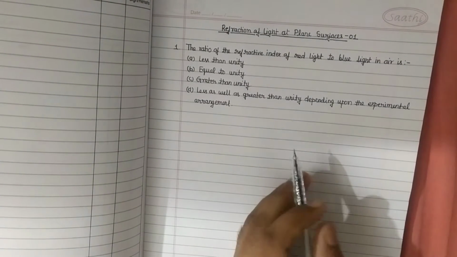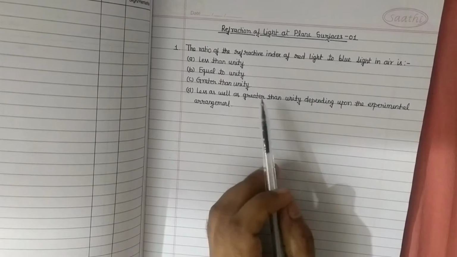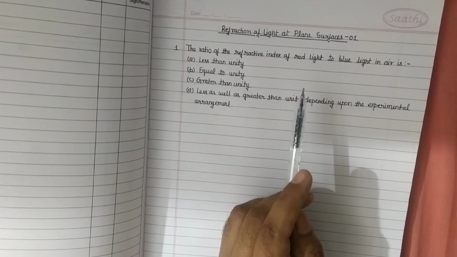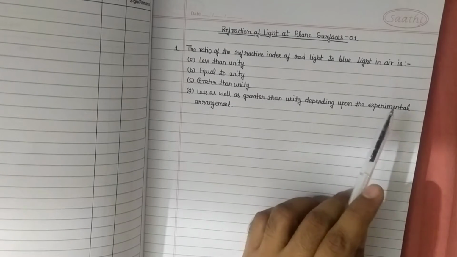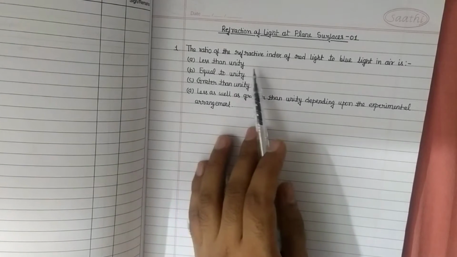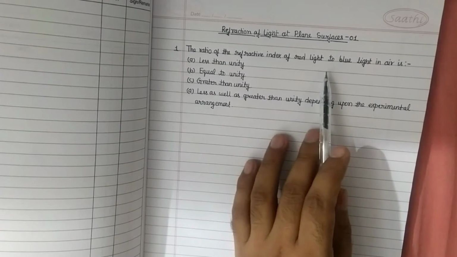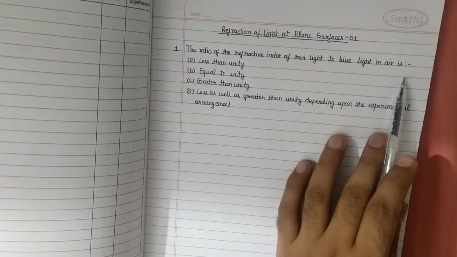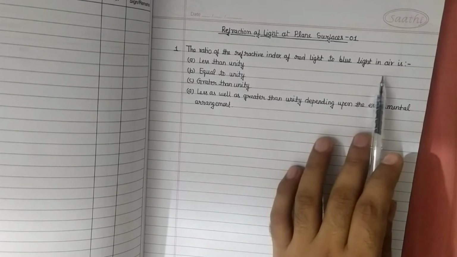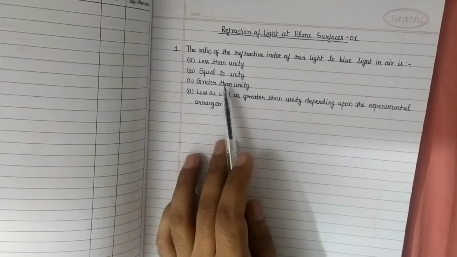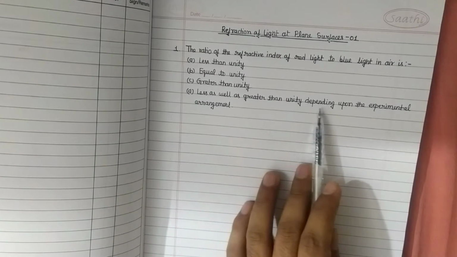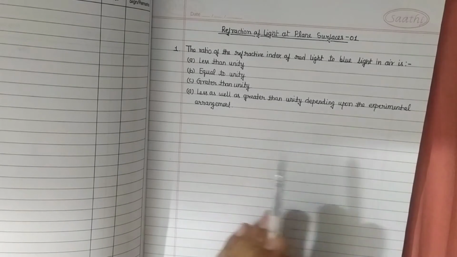So we are starting the numericals on the topic refraction of light at a plane surface. Here is the first problem. The ratio of the refractive index of red light to blue light in air is: less than unity, equal to unity, greater than unity, or less as well as greater than unity depending upon the experimental arrangement.